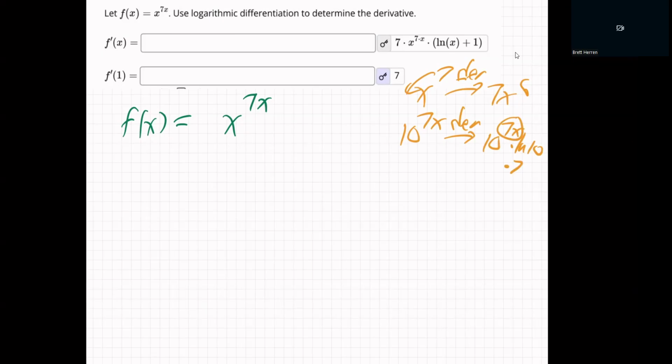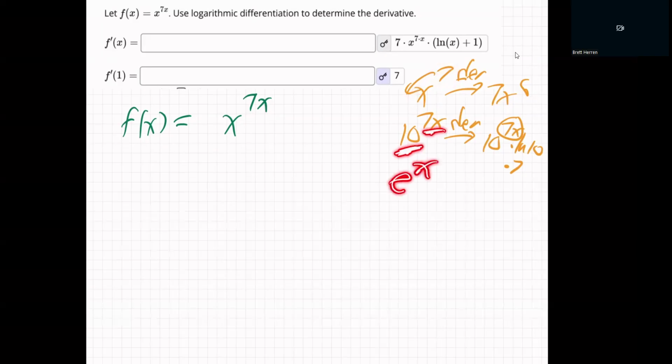But what we can't do is handle x's in the base and in the power. You see the problem? We don't have a rule for that. We have a rule when x is in the base only, with numbers in the power. That's easy. We just bring it down and subtract 1. We also have a rule, which is harder, when you just have numbers in the base, no x's, and x is only in the power. It's like e to the x.